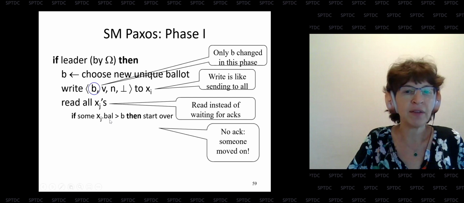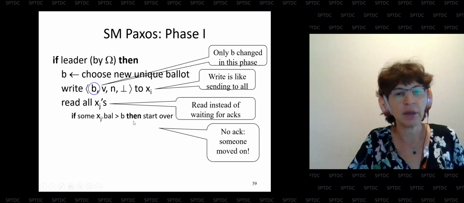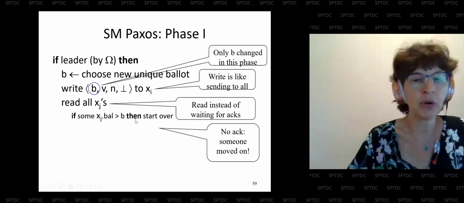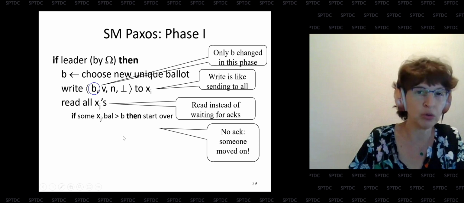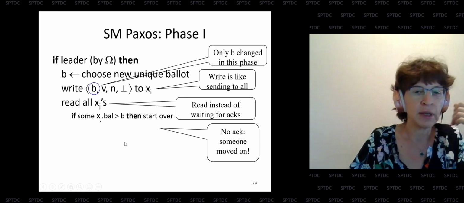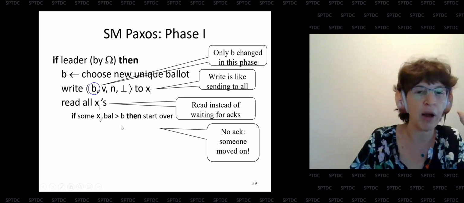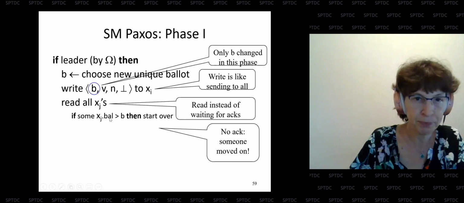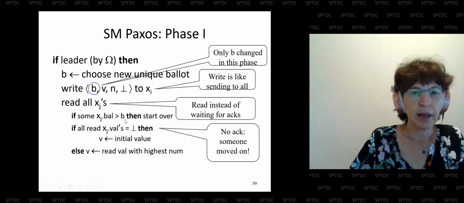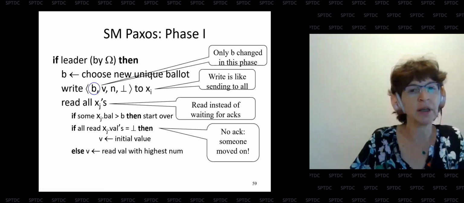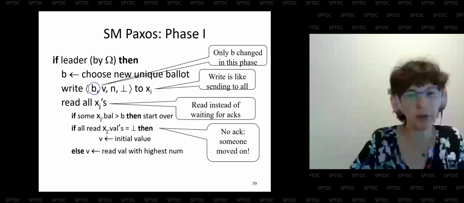When the leader reads, if it finds a ballot number that is bigger than the ballot it proposes, then it starts over. Meaning it stops this current ballot number and goes back to the top of the code, and sees if it can try maybe with a bigger ballot, or maybe if there's another leader, but it gives up, kind of aborts this current instance. But if it doesn't find anyone bigger, then it knows that it can try to reach a decision.